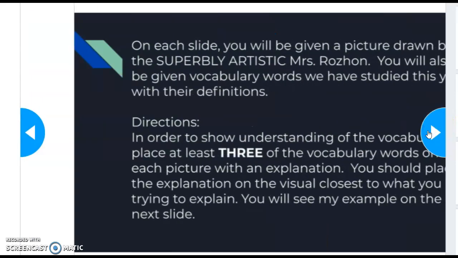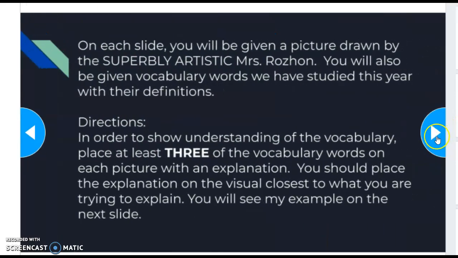So vocab pictures is a really fun activity we usually do in class as a group, but since you're home, I did it on the Nearpod, and it worked out really well in class. I thought it was a lot of fun. So on each slide, you're going to be given a picture by me. I'm superbly artistic, so you're welcome for these drawings. You'll also be given vocab words we have studied this year with their definitions.